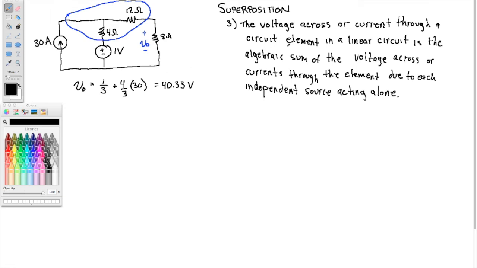That's due to superposition. So now I want to get this answer again, but I want to do it using the law of superposition. We're going to turn off one of the sources, find the output, and then turn off the other source and find the output, and then add them together. Before we do that, let's discuss how we would turn off a source.